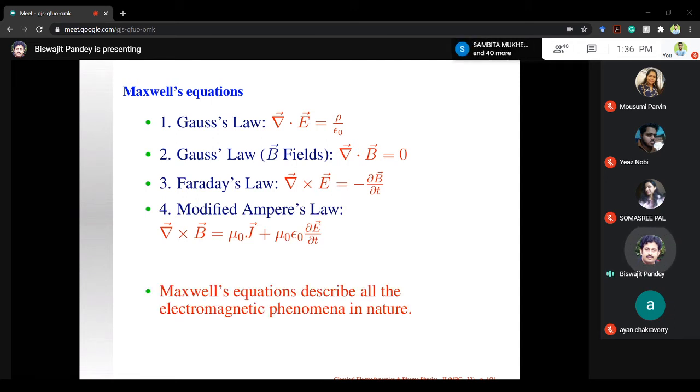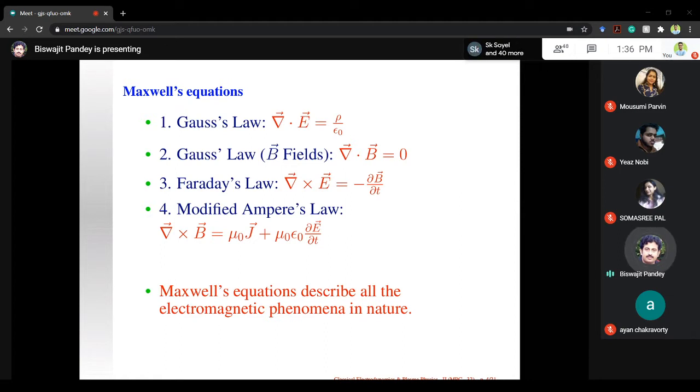Now, one thing I forgot to discuss in yesterday's class: if you look at these four equations, this equation is very special. That is the modified Ampere's law, which came from Maxwell. This second part, the displacement current density. But so many pioneer experimental physicists were involved in the development of the subject, and none of them were able to measure this displacement current density in any experimental setup in their labs.